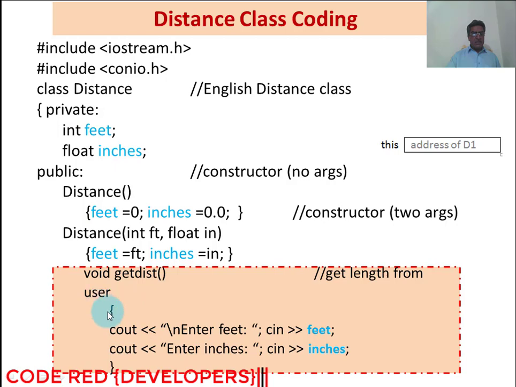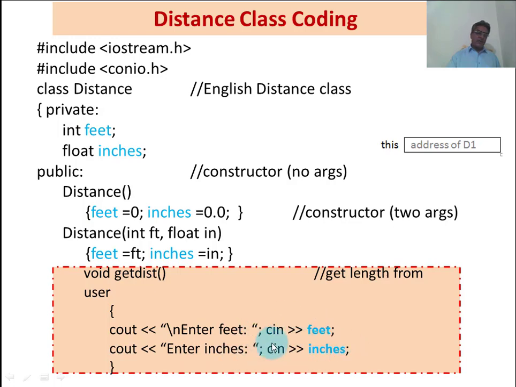Here the user will enter feet, see in feet, enter inches, see in inches. So the user inputs the feet and inches for d1, and this pointer jumps to the address of d1 and stores them at the location of d1.